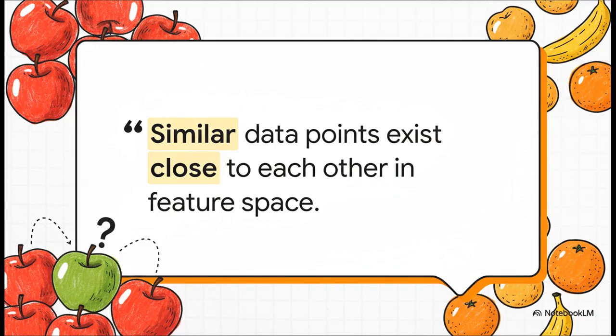Now, you'll hear the term feature space thrown around. Don't let that trip you up. Just think of it like a big map where we plot all our data based on its features, like the fruit's color and weight. So the closer two dots are on this map, the more similar they are. It's that simple. So if our mystery fruit lands right smack in the middle of the apple neighborhood on our map, what's your best guess? Yeah, it's probably an apple. And that right there is KNN in a nutshell.